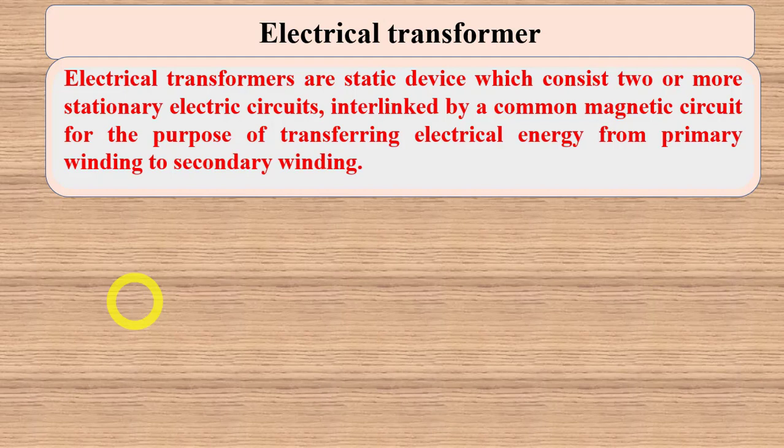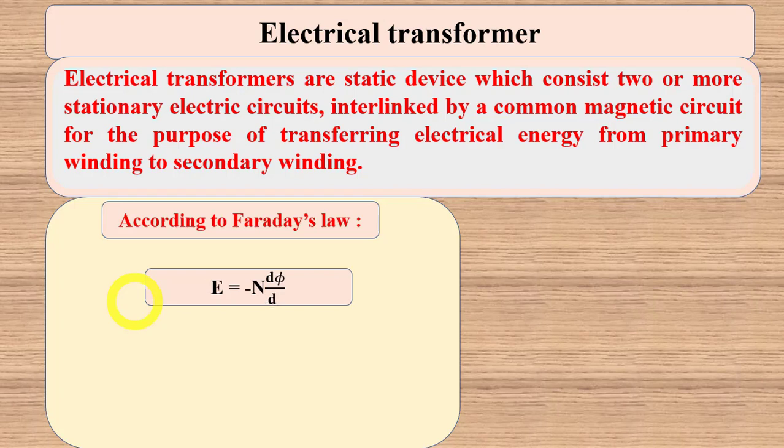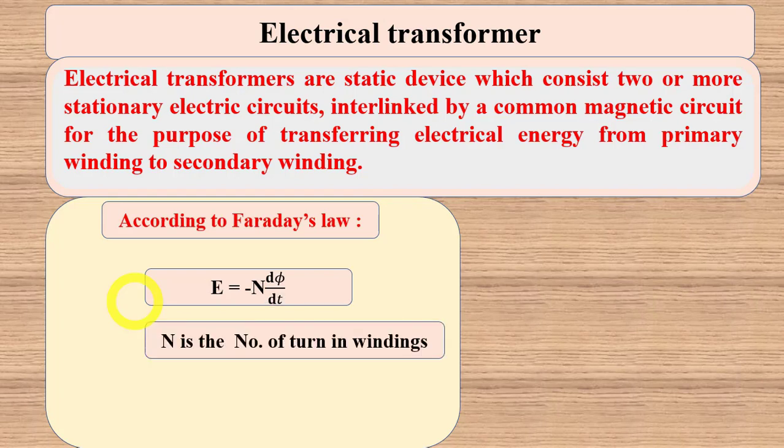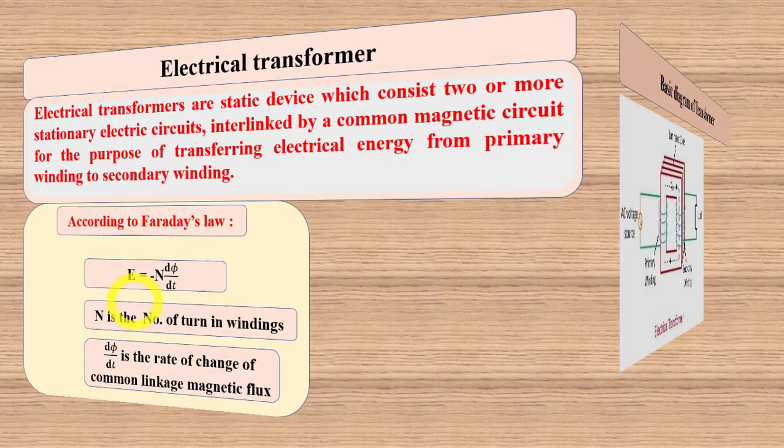The basic principle behind transformer action is Faraday's law of electromagnetic induction. According to Faraday's law of electromagnetic induction, induced EMF e is equal to N dφ/dt, where N is the number of turns of winding and dφ/dt is the rate of change of flux linkage.